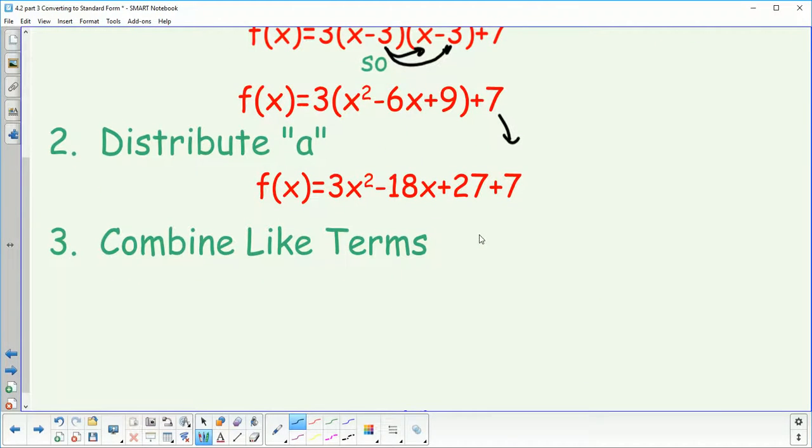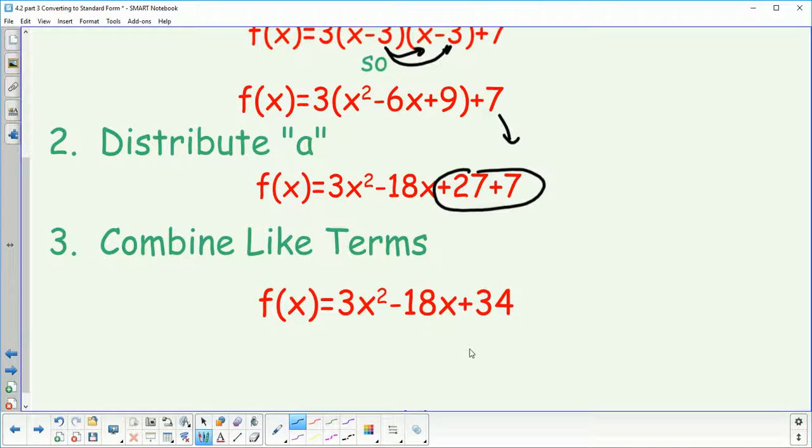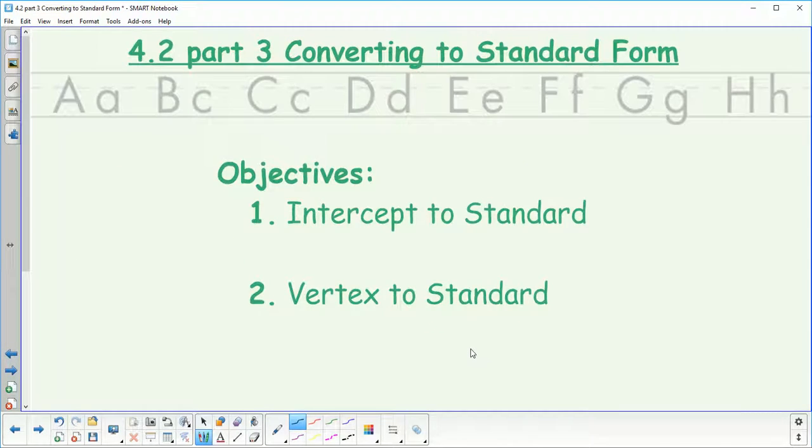And here is where we need to combine like terms. These last two terms are the ones we can combine. They're both constants. They don't have any variables. So I'm going to end up with 3x squared minus 18x plus 34. Okay, and that is it for our lesson about converting to standard form from intercept and vertex form. The big part that I think we're going to review a lot in class tomorrow is when we multiply two parentheses together, that FOIL piece that you've learned in the past, which really just means distribution of two numbers instead of one number at a time.